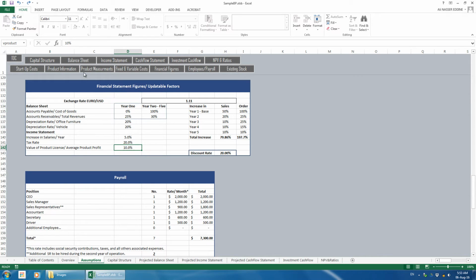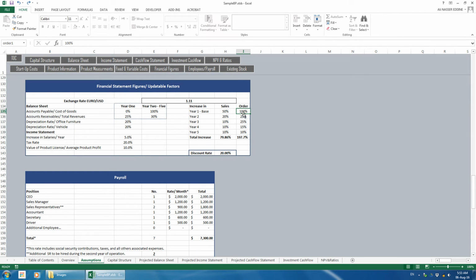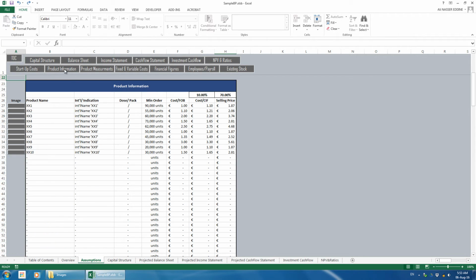In this section also, we have the figures regarding the sales and orders. The base year order is a percentage of the minimum quantity order you specify above. Usually, you should leave it as 100% since you have a control of your orders in the product information. The first or base year sales is a percentage of your base year order. That is, for product XX1, in the first year, it is 50% of 90,000, which means 45,000 items.